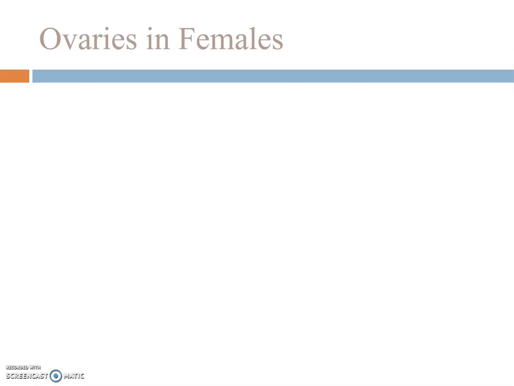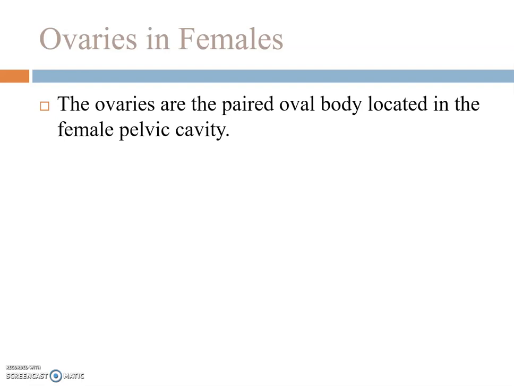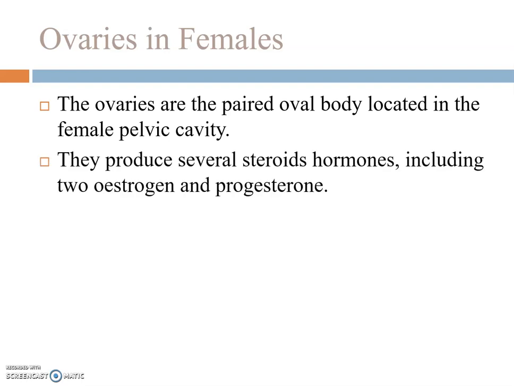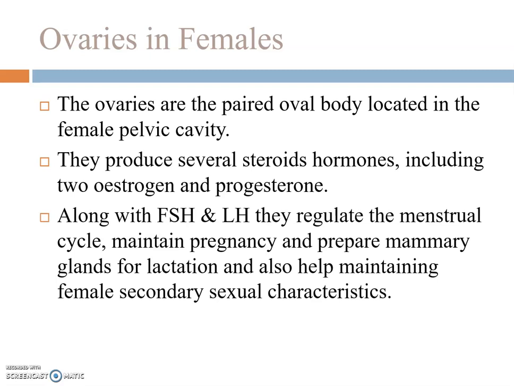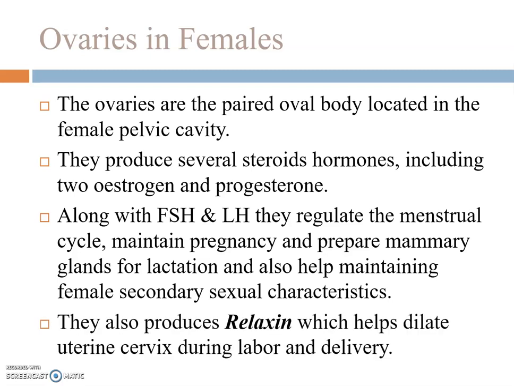Now we will study the functions of hormones in the ovaries in females. The ovaries are paired oval bodies located in the female pelvic cavity. They produce several steroid hormones including two estrogens and progesterone. Along with follicle stimulating hormone and luteinizing hormone, they regulate the menstrual cycle, maintain pregnancy and prepare mammary glands for lactation. They also help in maintaining the female secondary sexual characteristics. Ovaries also produce relaxin, which helps dilate the uterine cervix during labor and delivery.